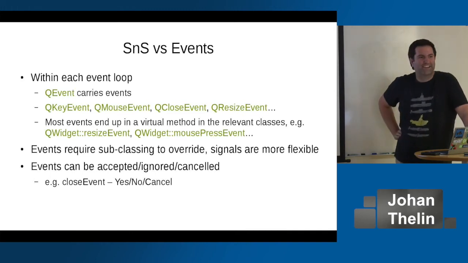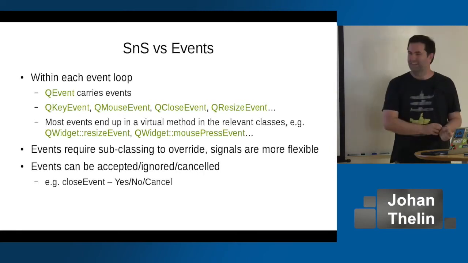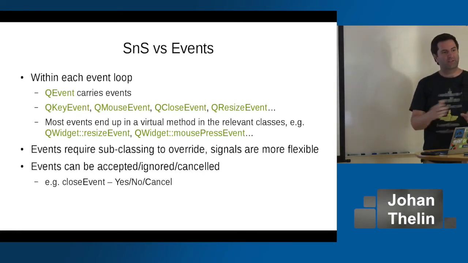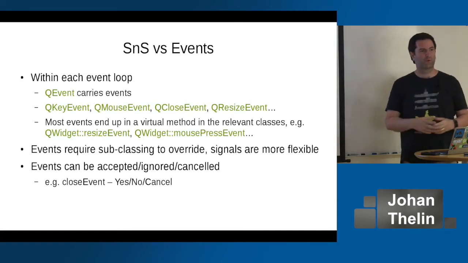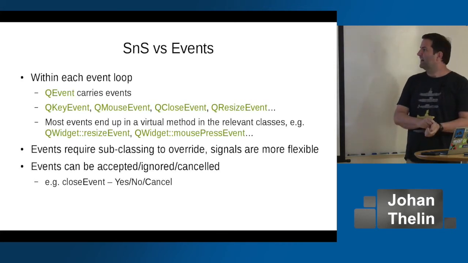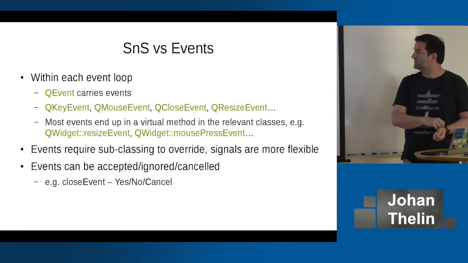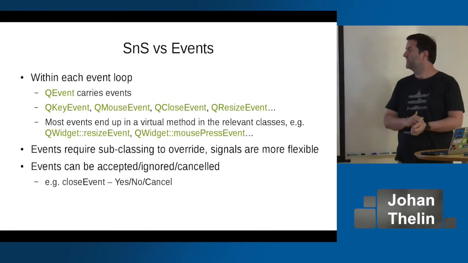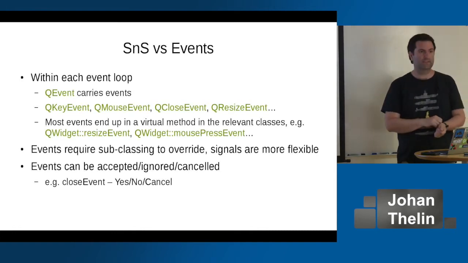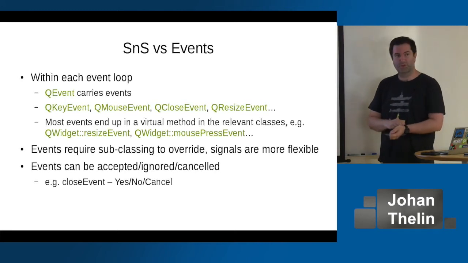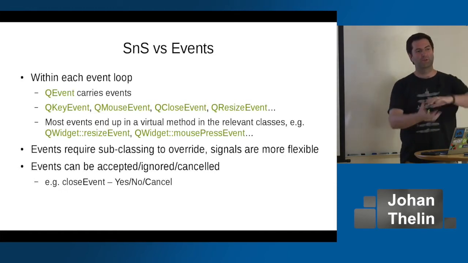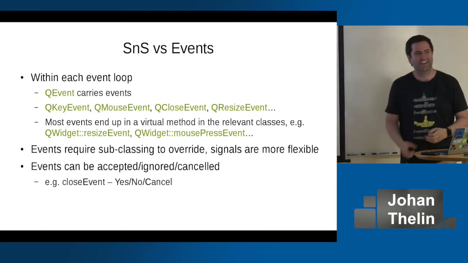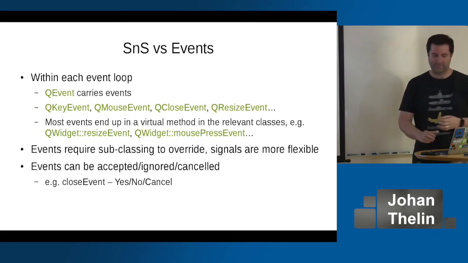So there are events, of course. The platform abstractions themselves convert platform-specific events into these generic events, like a key event, a mouse event, a close event, whatever event. And these are all based in the QEvent class, if you want to start digging in the documentation. Most of these events end up in virtual methods, so you can take care of them easily. There is a master virtual method where you can do the big switch case and see which event was this, and then you do your handling.